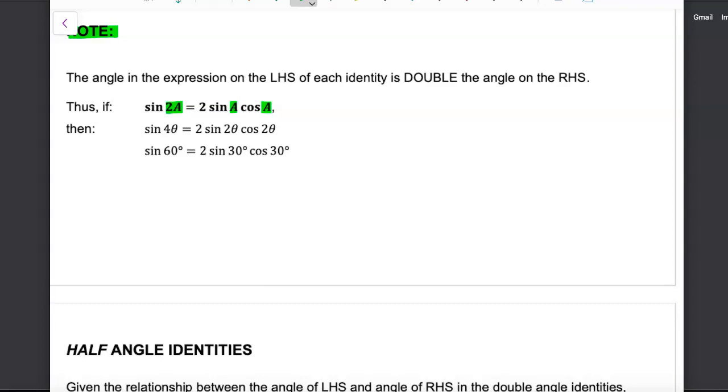So if we had, for example, sine of 4 theta, this would be 2 lots of sine 2 theta times cos 2 theta. Or if we put an angle in, the sine of 60 degrees is going to be 2 lots of sine 30 times cos 30. So we have the double angle on the left-hand side of the identity equates to just the single angle on the right side.